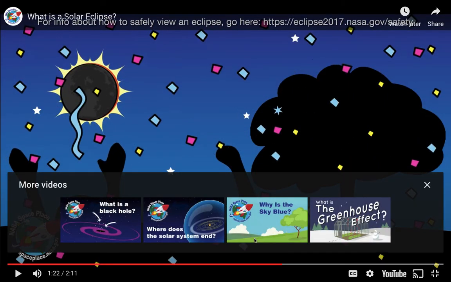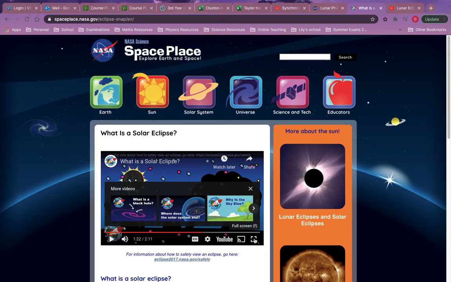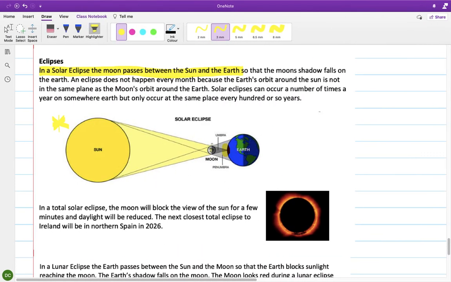Okay, they go on to talk about other bits and bobs there, but that's essentially a solar eclipse. So the moon comes in between the sun and the earth. The moon casts a shadow on the earth. Again, you saw, because the moon is smaller, in order to experience a total solar eclipse, you have to be in particular parts of the earth.